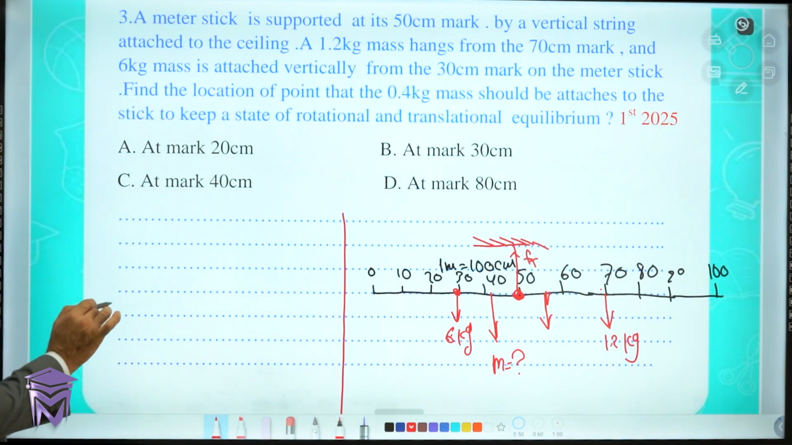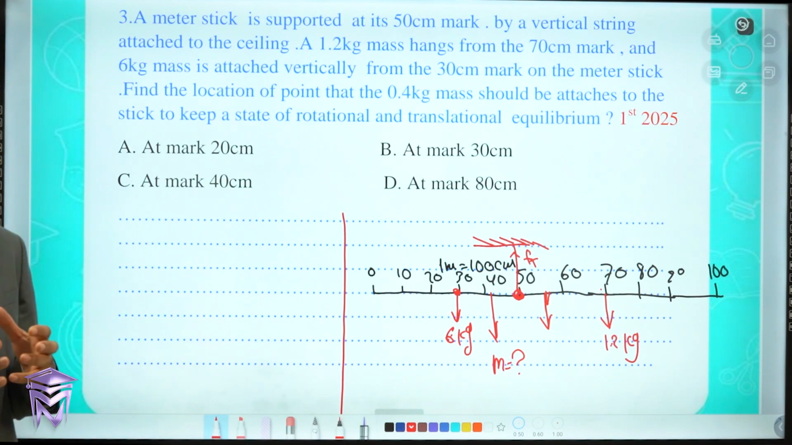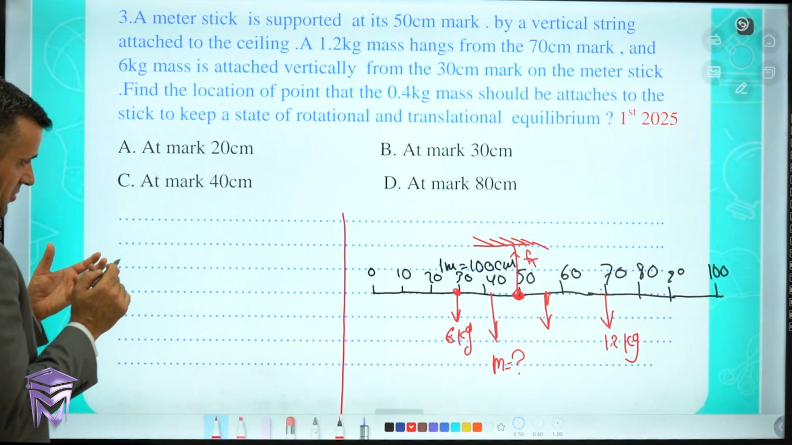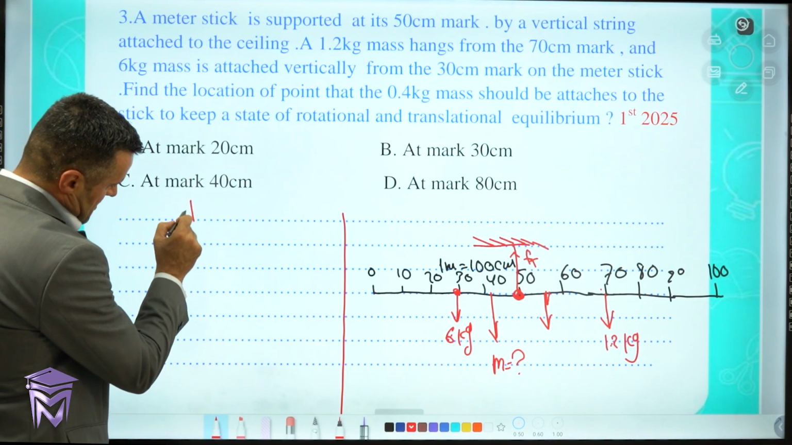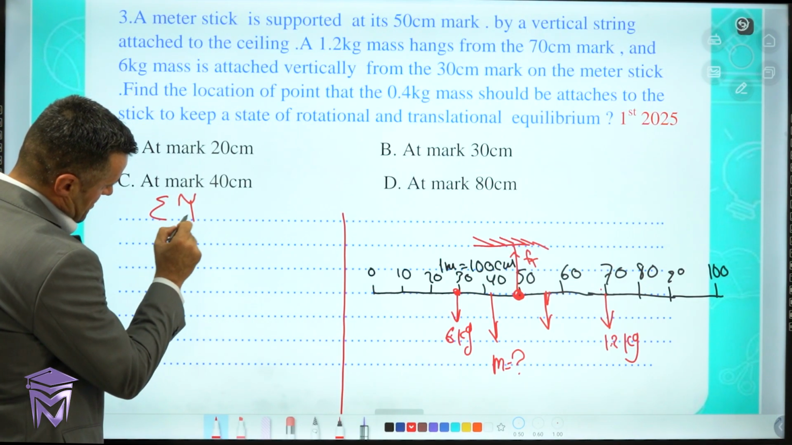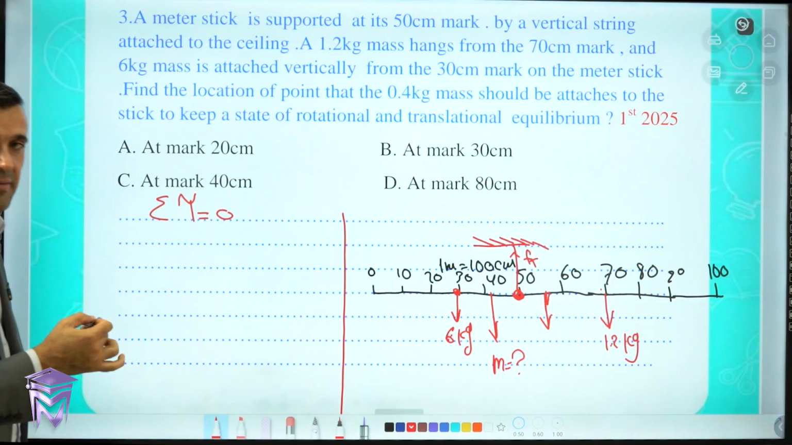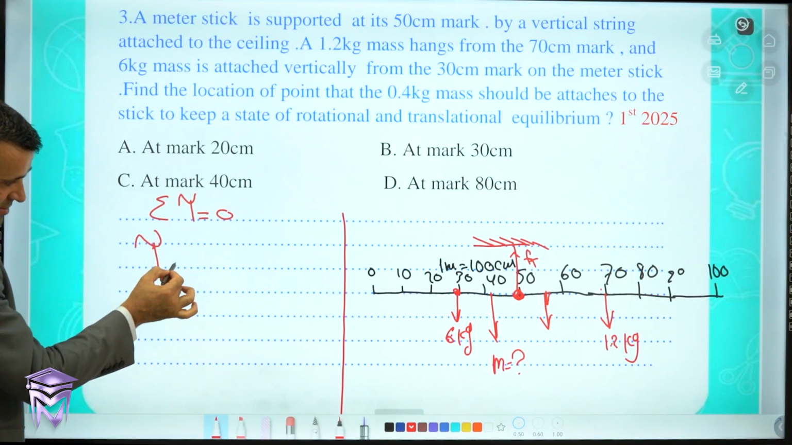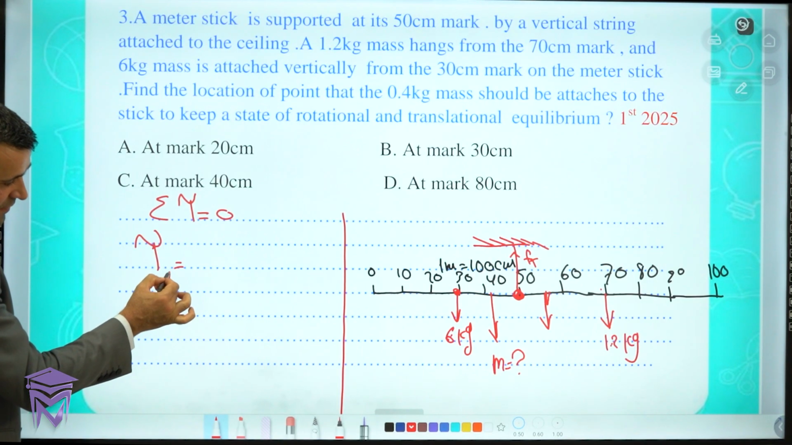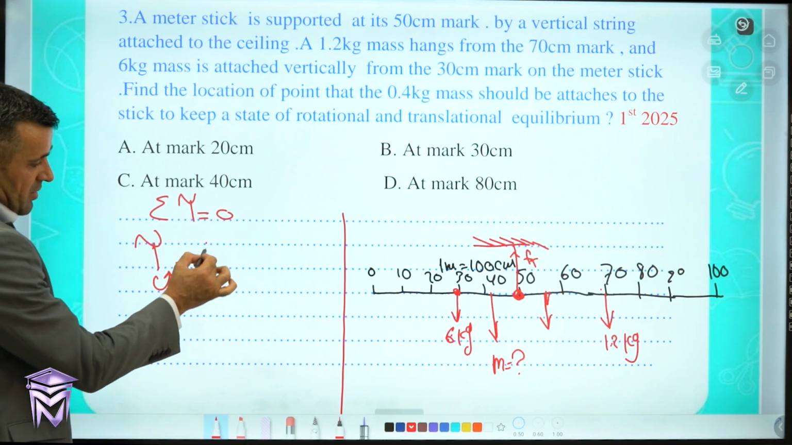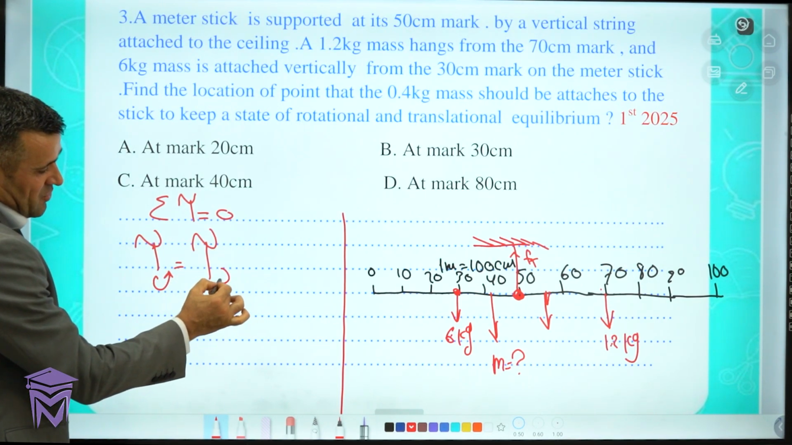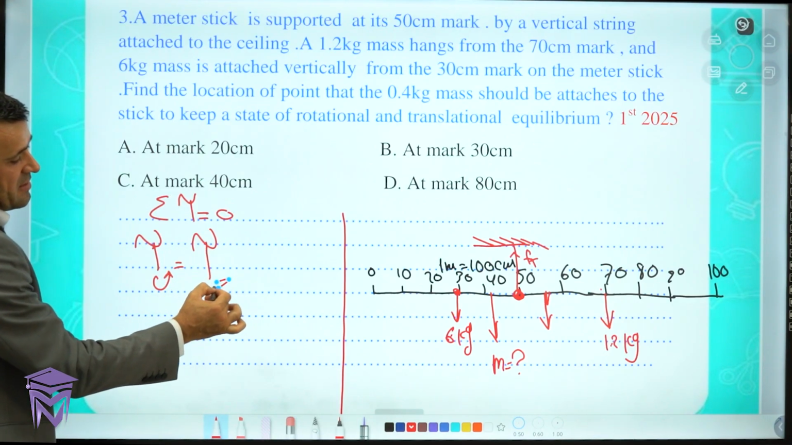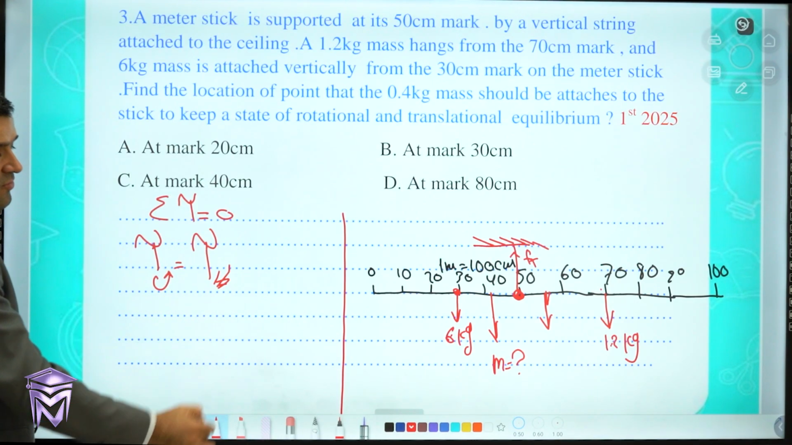At the beginning, according to the condition of rotational motion, the summation of torque must equal 0. This means that the torques that act on the stick in the counterclockwise direction must be equal to the torque that acts on the same stick in the clockwise direction.